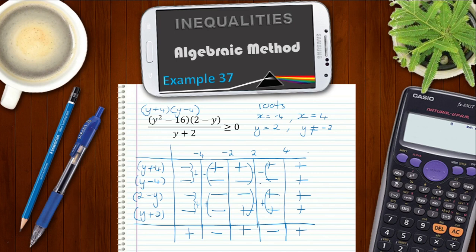All right, so next, if you remember drawing number lines in earlier grades, you use dots, and an open dot means the number is not included, and a closed dot means it is included. Now in this inequality it says greater than or equal to 0, so that means your roots must be included. So they are all included except for one, and hopefully you can guess which one: the one that it cannot be equal to.